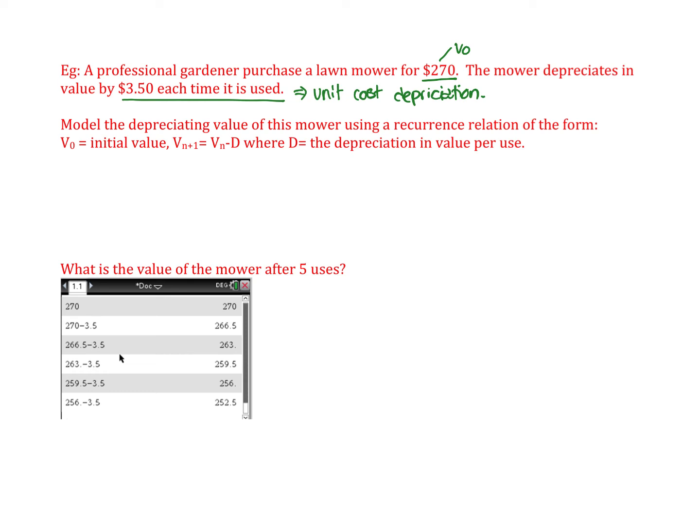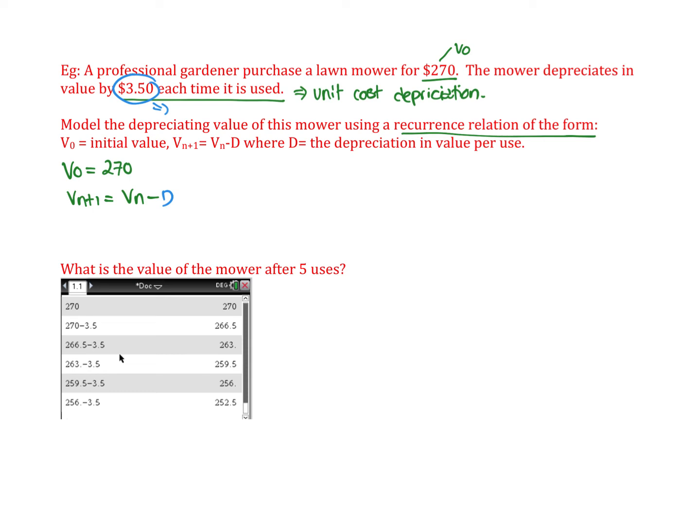It says, model the depreciating value of the mower using a recurrence relation. So we know we've got to put the V0, which is 270, and the Vn+1, and we had to write minus D. Up here, they told us this is the D value. Every time it gets used, it's $3.50.